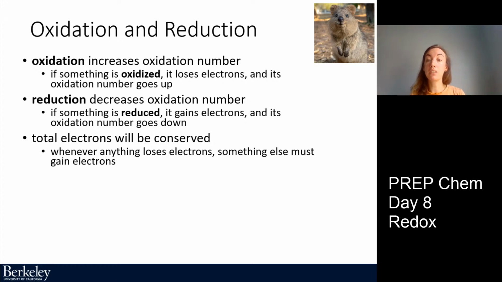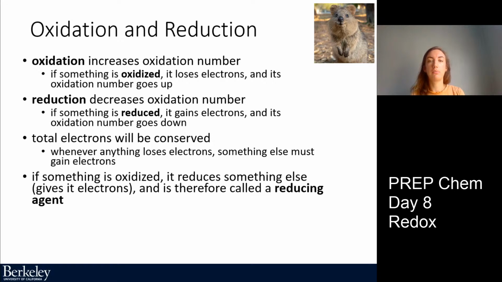So what that means is that whenever anything loses electrons, something else has to gain those electrons. So if something is being oxidized, something else needs to be reduced. So when I'm being oxidized, I'm losing electrons, and somebody else has to gain those electrons, or else they just disappear into thin air, and that's not how this works.